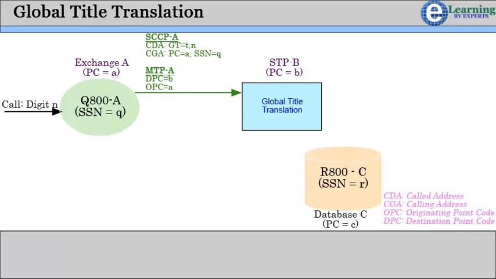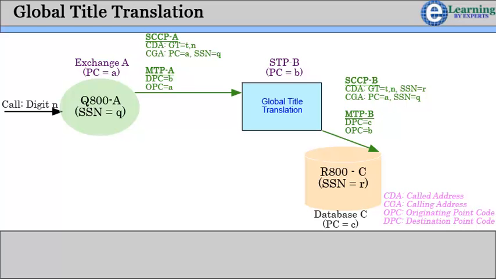SCCPB translates the GT, and obtains the addresses PC as C, SSN as R of R800 units at database C. It enters SSN as R in the CDA of its outgoing message, and passes it to its MTPB, that includes destination point code DPC as C. It also sets the routing indicator RTI as 1. SCCPC receives the message and passes it to TCAPC, which includes the calling address PC as A, SSN as Q. Finally, TCAPC delivers the message to R800C.